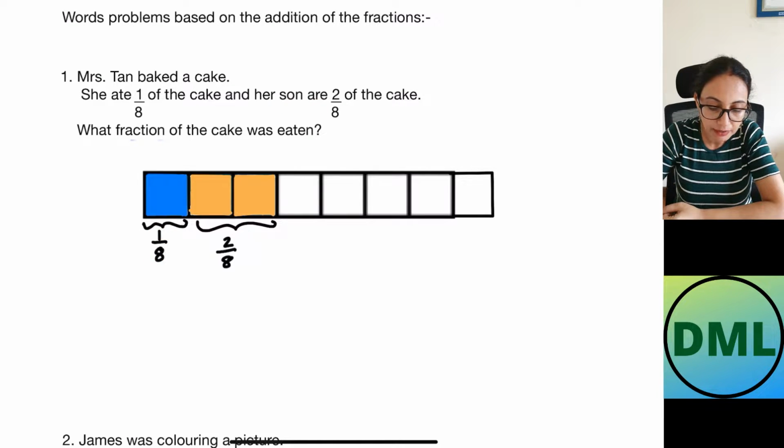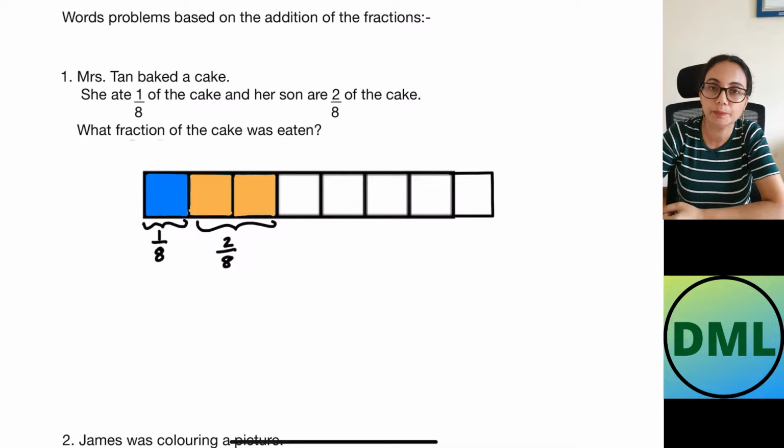Her son ate 2/8 of the cake. So out of 8 parts, how many parts her son ate? 2 parts, right? So as you can see that I have colored 2 parts with the orange color. This fraction is given by 2/8. Out of 8 parts, 2 parts are eaten by the son. He's asking now what fraction of the cake was eaten. Can you see that how many colored parts are there in that figure? 3 parts, right? 1, 2, 3 parts are shaded.